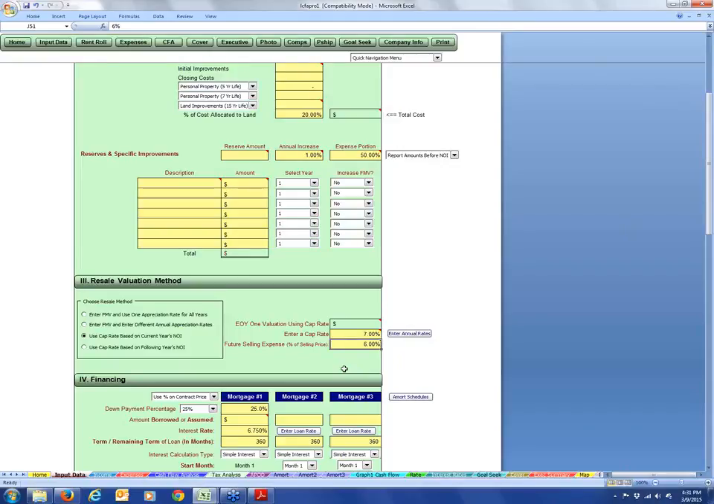So your future selling expense is 6%. You've got to add that in there because that money is spent already. You know it's going to cost you that to sell this property.